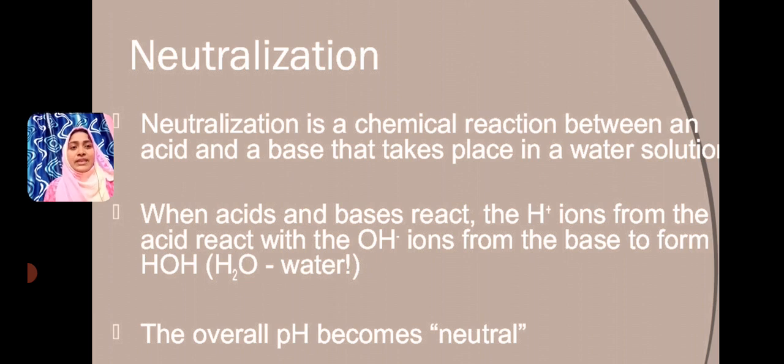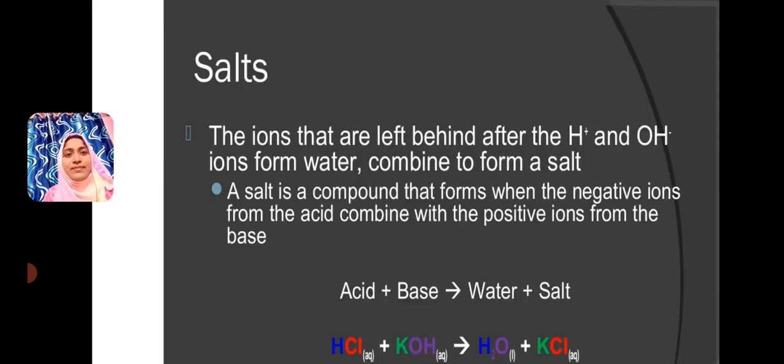When acids and bases react, the hydronium ion, H plus, from the acid reacts with the hydroxide ion from the base to form H2O, that is water. This is called neutralization. The overall pH becomes neutral. The pH value of neutral is 7, that is water.